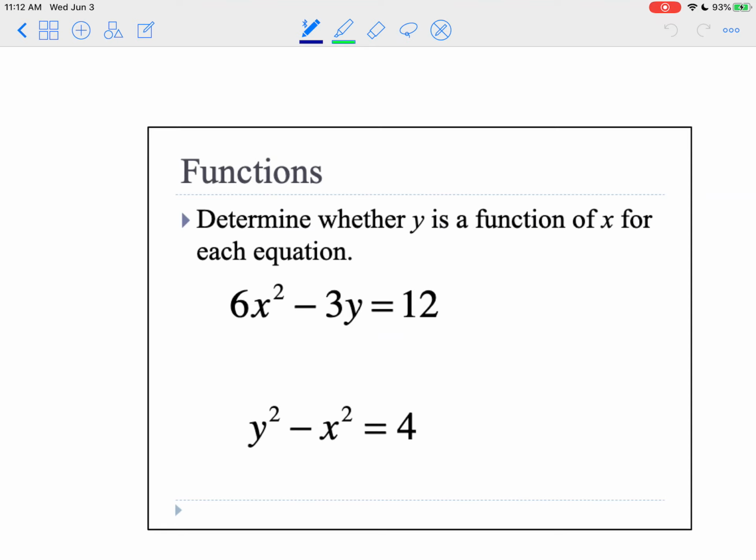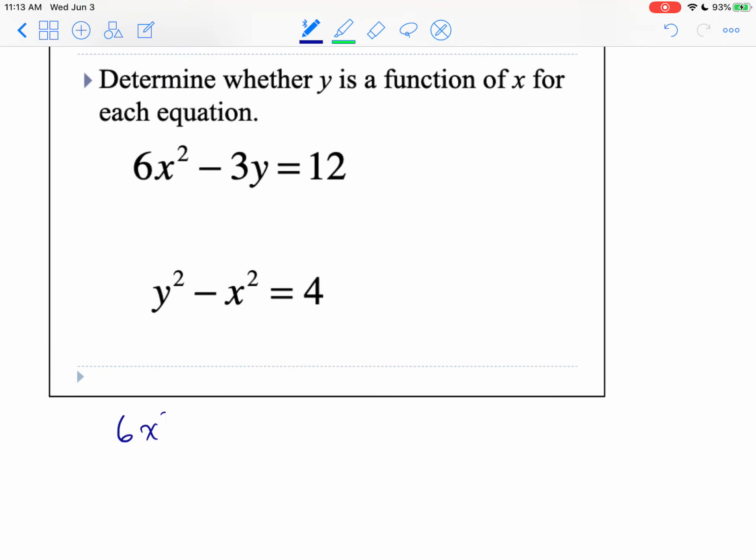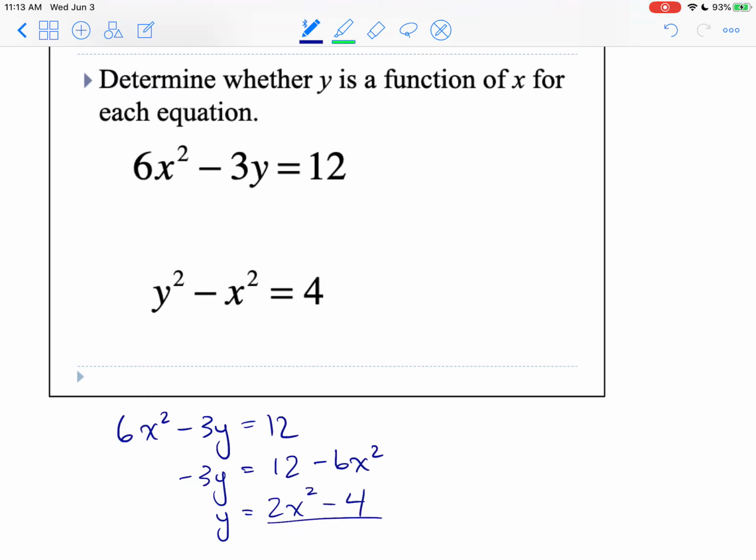All right? So, how do I determine if something is a function just by looking at the equation? Well, I think the easiest way is to solve for y. And if you get a single equation, then the thing you're dealing with is a function. So looking at this first equation here, if I want to solve this for y, let's do it down here. 6x squared minus 3y equals 12. If I subtract 6x squared from both sides, I get negative 3y equals 12 minus 6x squared. Divide by negative 3, I get y equals 2x squared minus 4.